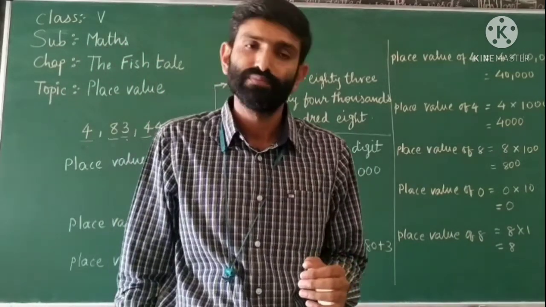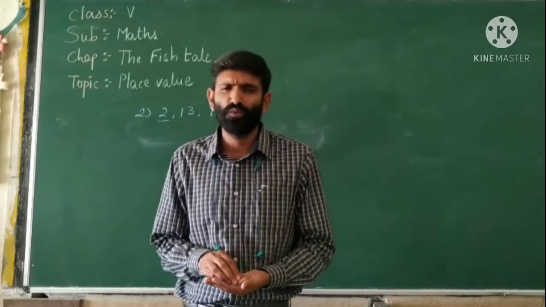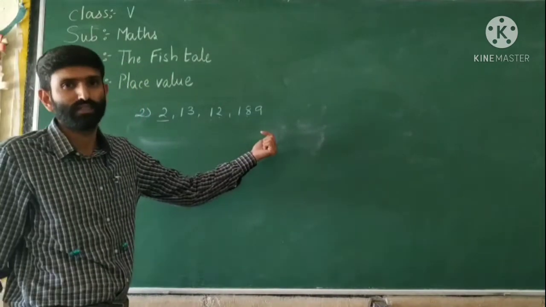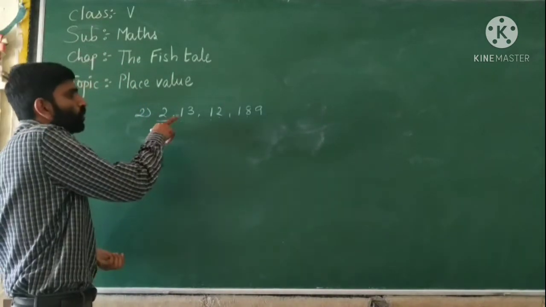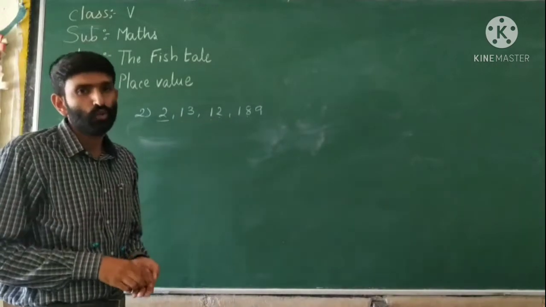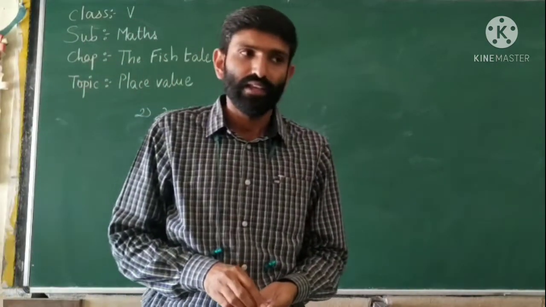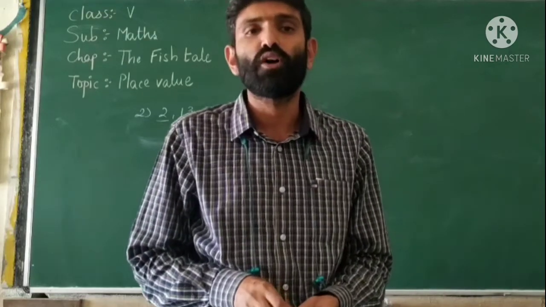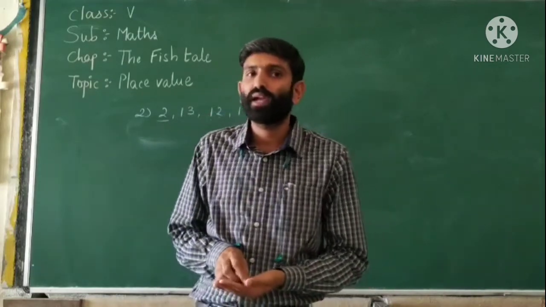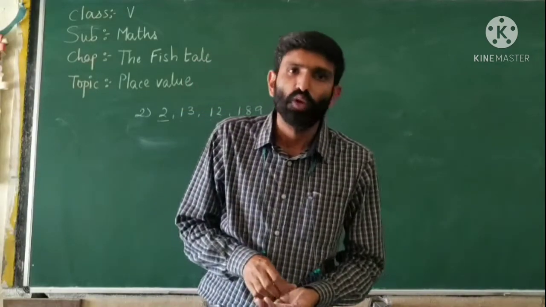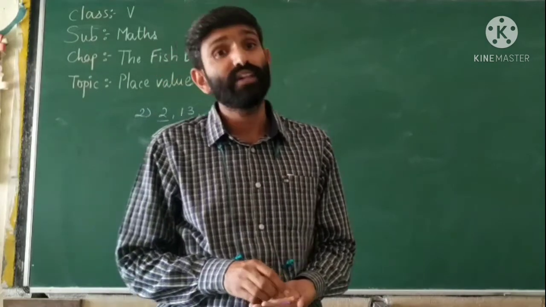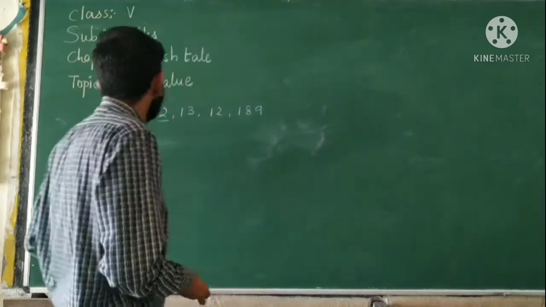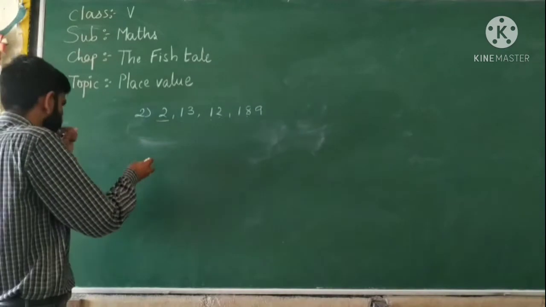Hello students, now we will solve the second example to find out the place value of each of these numbers. I will read it out for you. 2, 1, 3, 1, 2, 1, 8, 9. Now see, in our first example, we have seen that if we want to find out the place value of any number, we have to multiply two things. What are those two things? One is the fixed value of a number and another is the place of that particular digit. Now we will find out first the place value of 2.